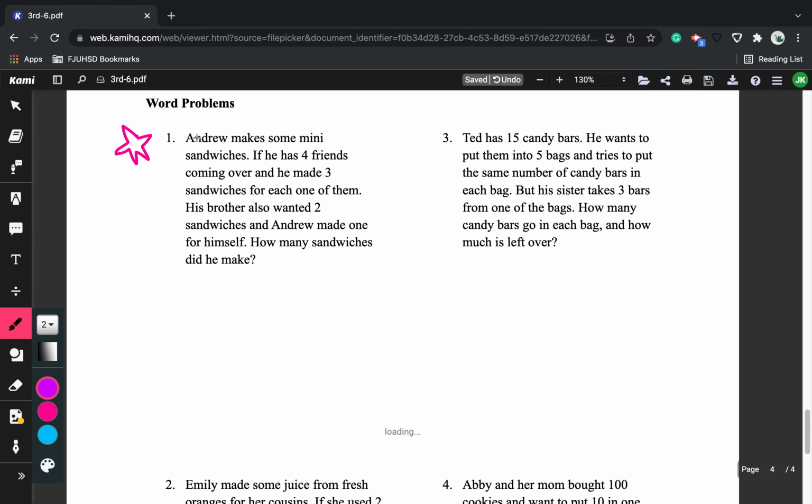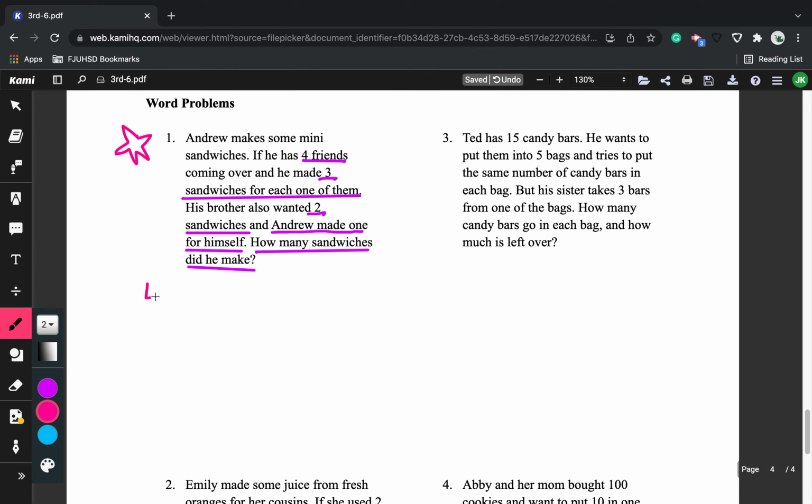Okay, word problems. So, Andrew makes some mini sandwiches. He has 4 friends coming over and made 3 sandwiches for each one of them. His brother also wants 2 sandwiches, and Andrew made one for himself. So how many sandwiches did he make?